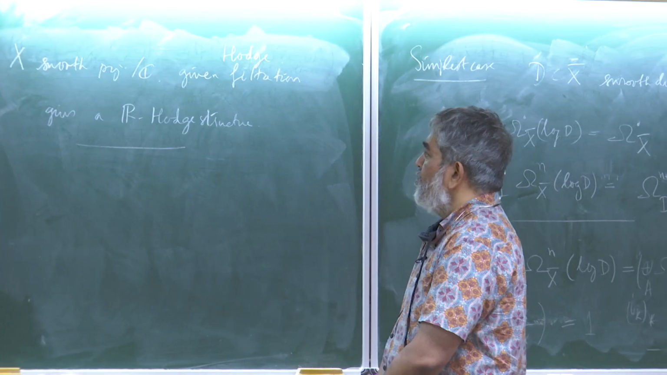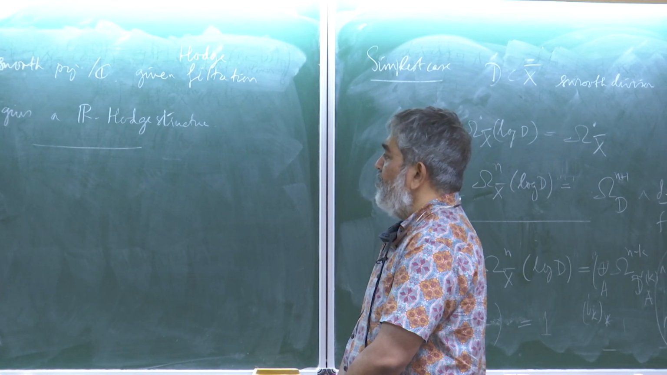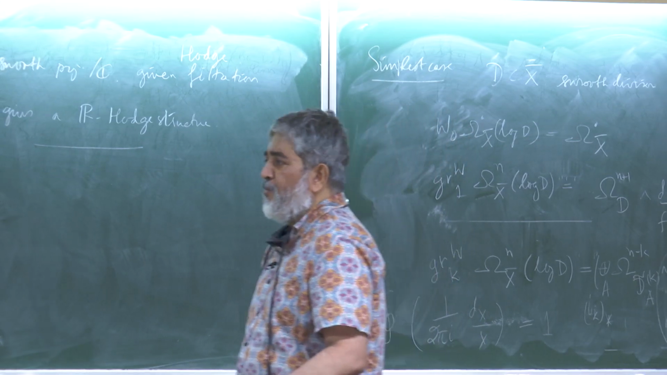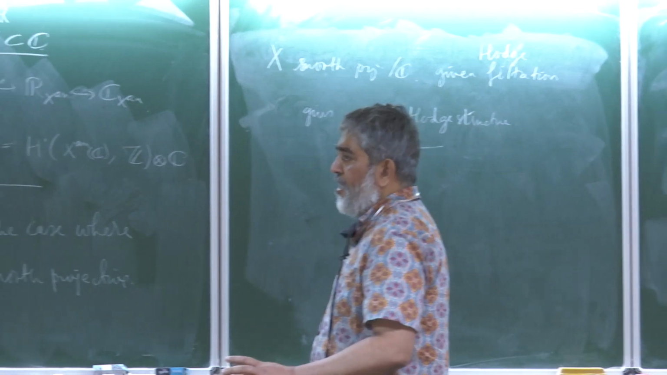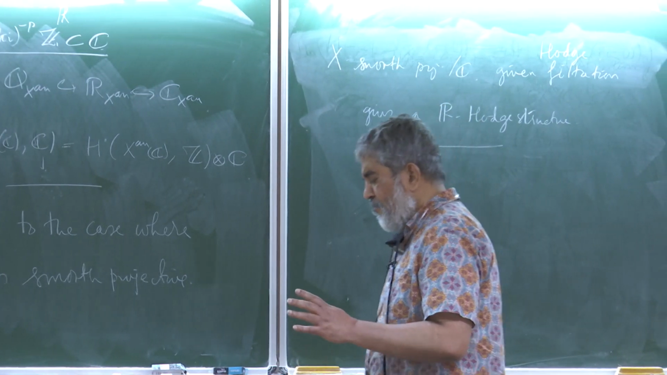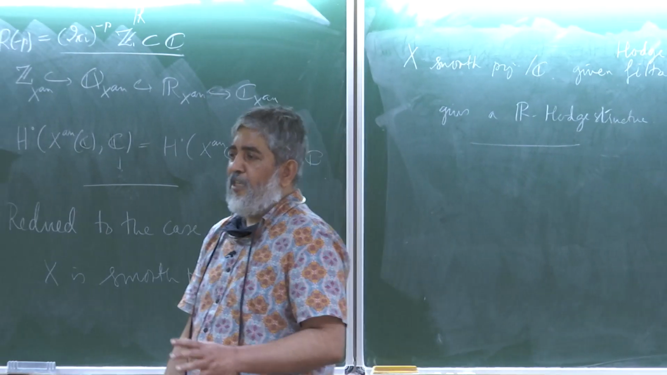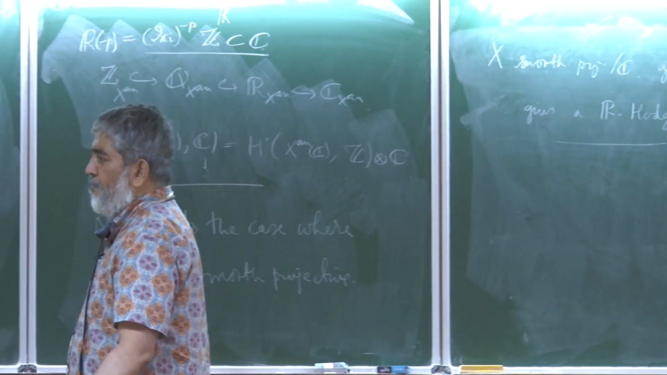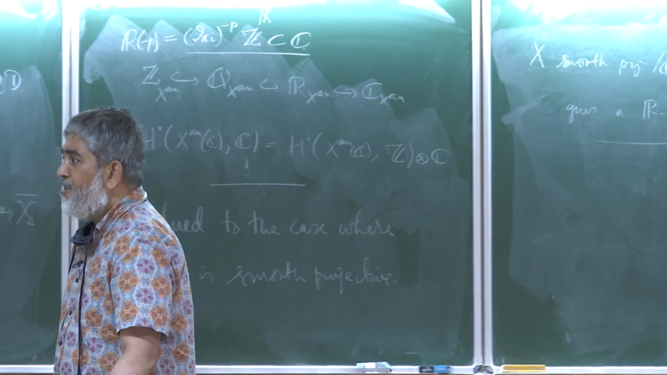Okay, maybe I should briefly stop and see if there are any questions. It's been very sketchy, but I hope the basic idea is clear: given a smooth variety, one can associate a natural Hodge structure on its cohomology. You want to make some remark?